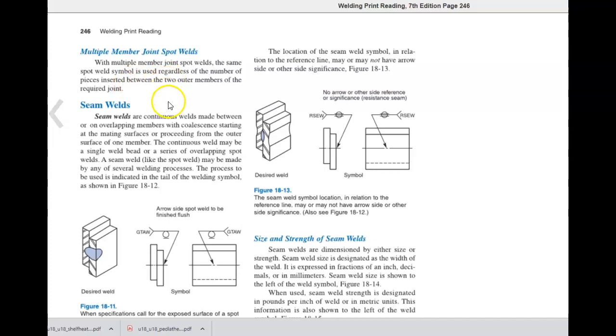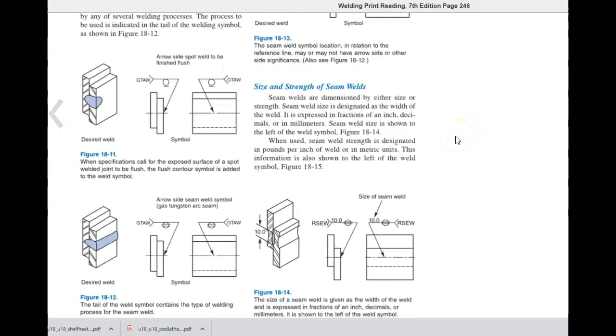Seam welds. Seam welds are continuous welds made between or on overlapping members with coalescence starting at the mating surfaces or proceeding from the outer surface of one member. The continuous weld may be a single weld bead or a series of overlapping spot welds. A seam weld, like the spot weld, may be made by any of several welding processes. The process to be used is indicated in the tail of the welding symbol as shown in figure 18-12.